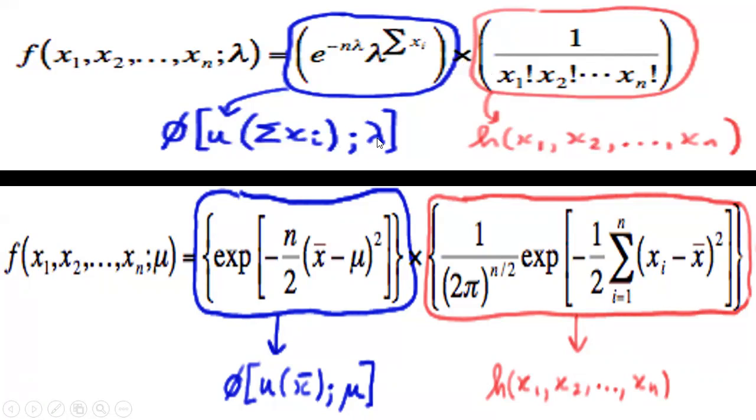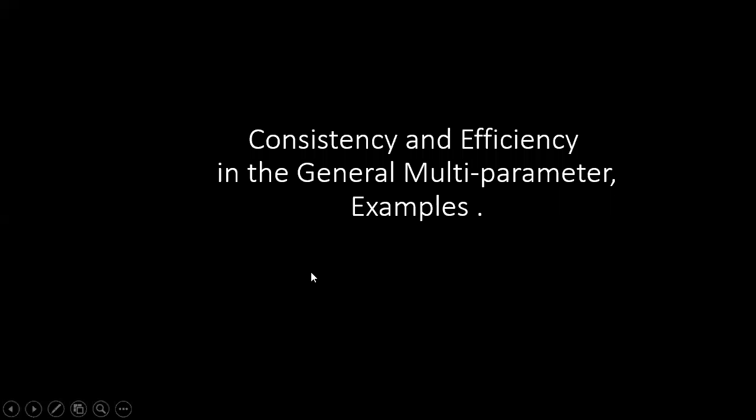and it will become phi of sum of xi, lambda. Or in the case of the normal distribution, it will be equal to exponent of minus n over 2, x bar minus mu whole square, times 1 over 2 pi to the power n over 2, exponent of minus 1 over 2 sum of i varies from 1 till n, xi minus x bar whole square. We will make it as h of x, and it will be phi of x. So the last topic will be consistency and efficiency in the general multiple parameter cases, and we will also see some examples relating to this.